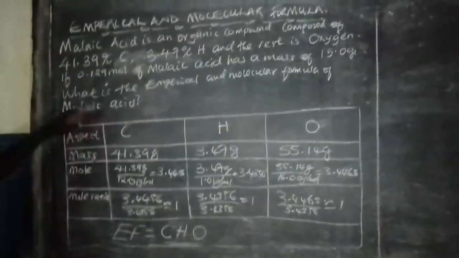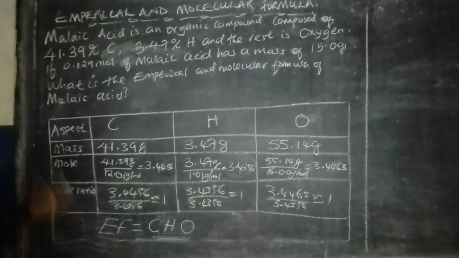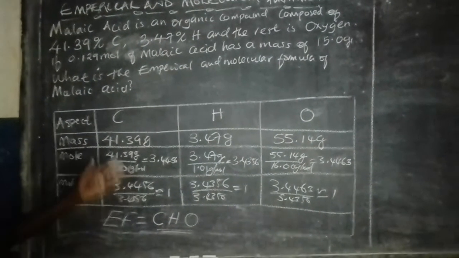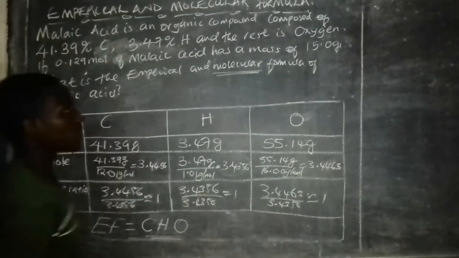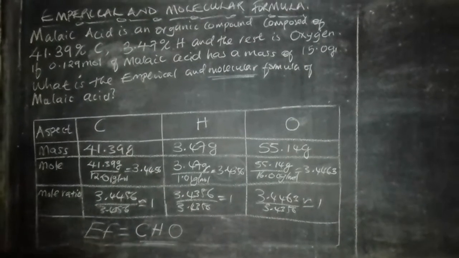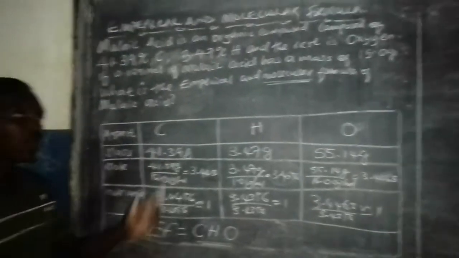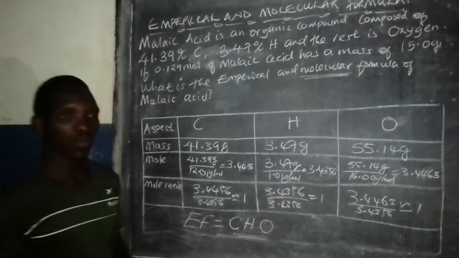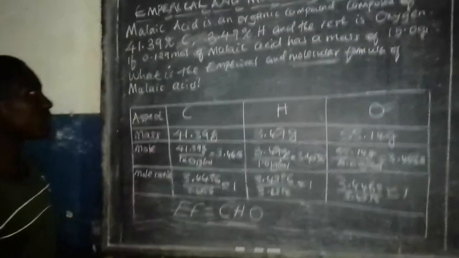The question says, what is the empirical formula and molecular formula of maleic acid? So since we are done with the empirical formula, we go to the molecular formula. So how do we get the molecular formula? For us to get the molecular formula, we need to know the total mass of 1 mole of this compound. 1 mole of this compound, what is its mass?